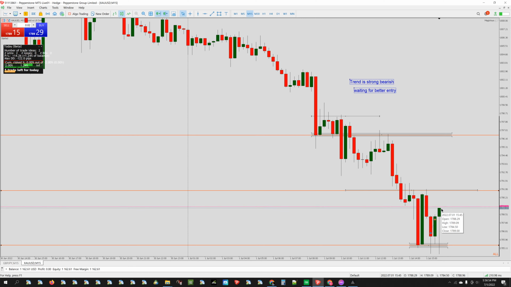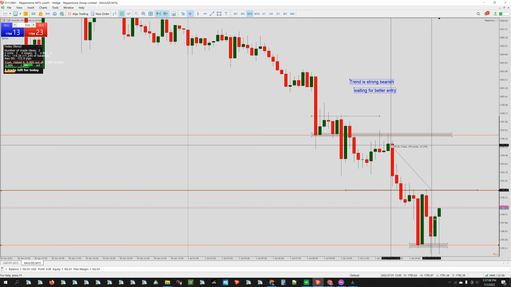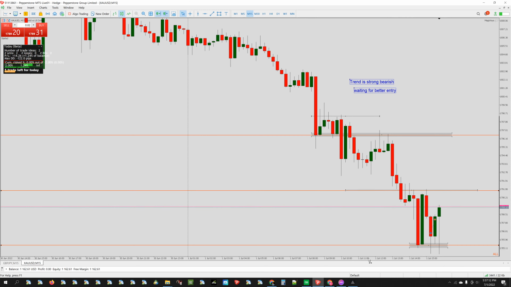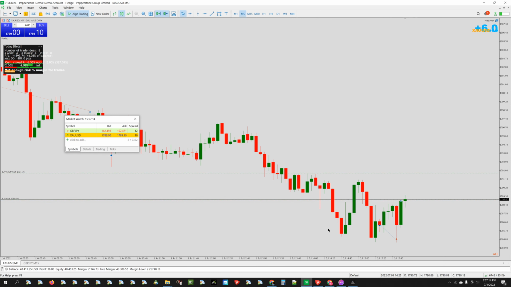We need to wait for 3 minutes for the candle close, and if the next candle wicks below first and starts to break above the 1791 area, that will be an excellent buying opportunity to potentially hit the 1795 target.